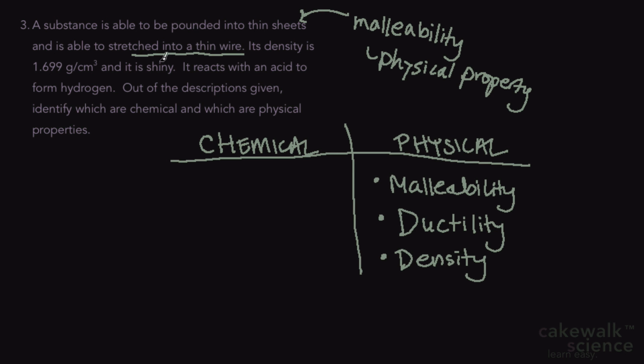Now it's shiny. That describes luster, or how light interacts on the surface of matter. This is describing an appearance, so luster is a physical property. And finally, the substance reacts with an acid to form hydrogen. Again, the keyword is react over here. The ability to react with an acid is a chemical property.